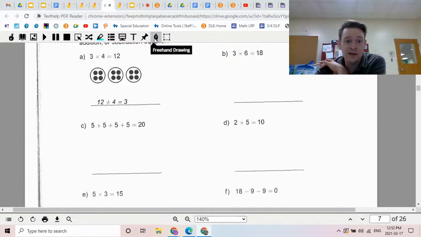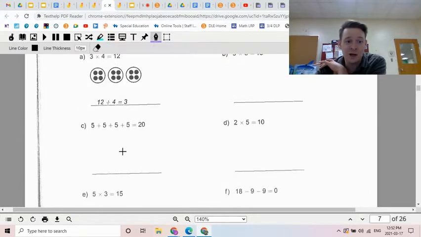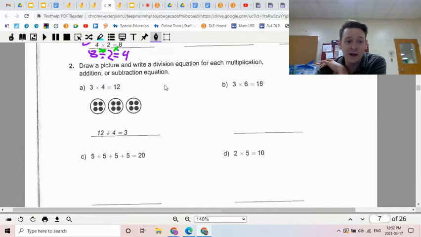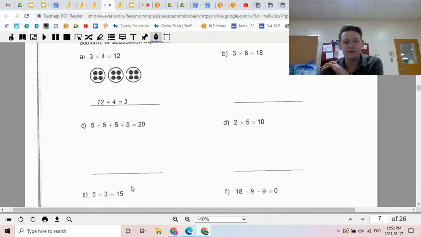All right, so now we get into this section here. We're going to, again, create a model based on what you're seeing. And from that model, you are going to create a division question. So you're kind of working the other way around. So now we have 3 times 4 equals 12. We're going to draw 3 groups of 4. And then we're going to look for our division question.